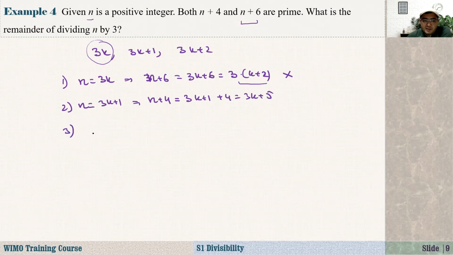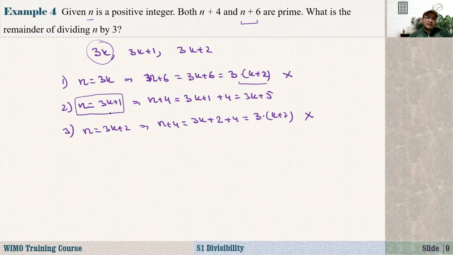And how about the third one, for example, if n is equal to 3k plus 2? At that time, what is n plus 4? That is 3k plus 2 plus 4, and 2 plus 4 is 6. So here we have 3 times k plus 2. And also, it's not a possible case. The only possible case is n must be of the form 3k plus 1.